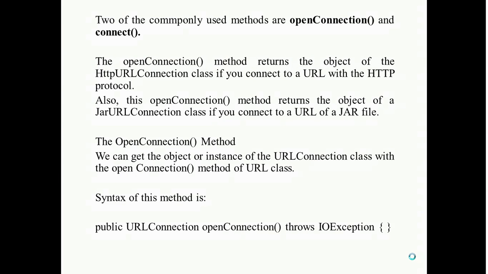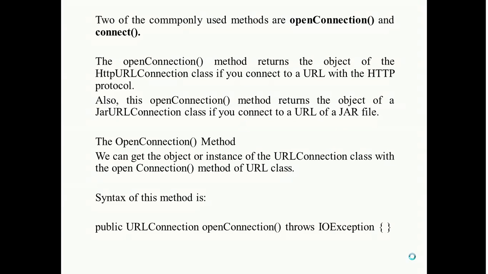There are two commonly used methods: openConnection and connect. The openConnection method returns the object of the HttpURLConnection class if you connect to a URL with the HTTP protocol. Also, this openConnection method returns the object of the JarURLConnection class if you connect to the URL of a jar file.